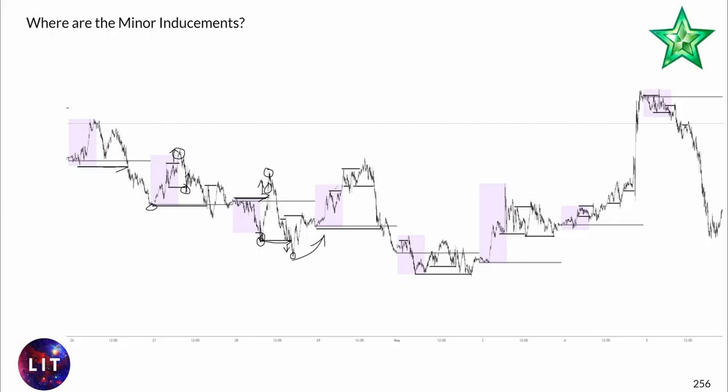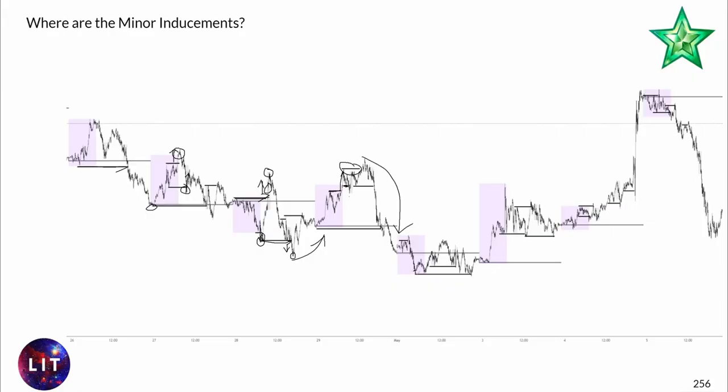Okay, coming into this day, we give a little minor inducement, again with momentum, pull back into another minor inducement before taking out this double top, and then continuing down for the rest of the day. Same here, this one's a bit of a nicer one, because look what we do.